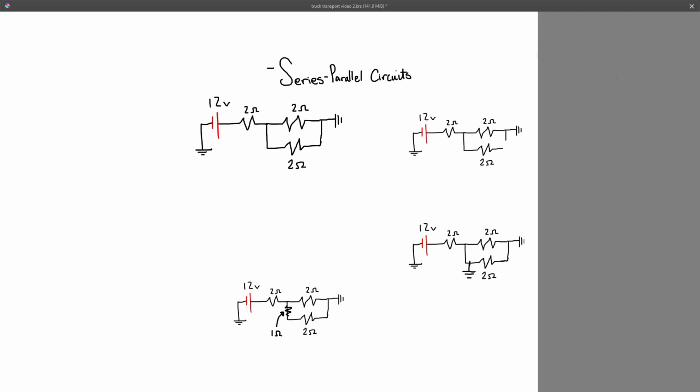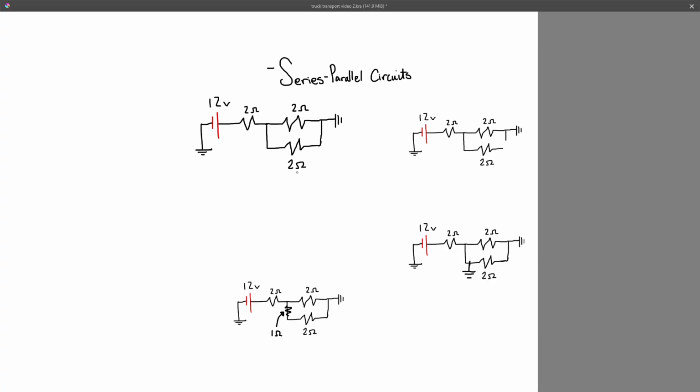Now let's talk about series parallel circuits. A series parallel circuit is exactly what it sounds like. It's a series circuit and a parallel circuit combined. You see the series part of it, you have the resistor at the very beginning in line, and then you have the parallel part after. The parallel part needs to be calculated first in order to calculate total circuit resistance.